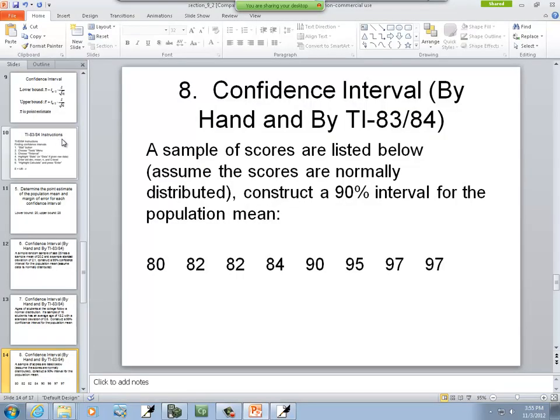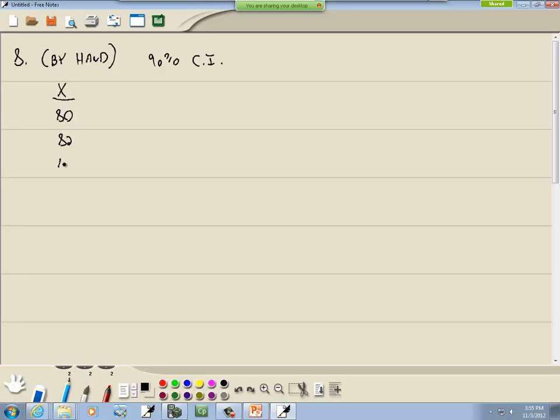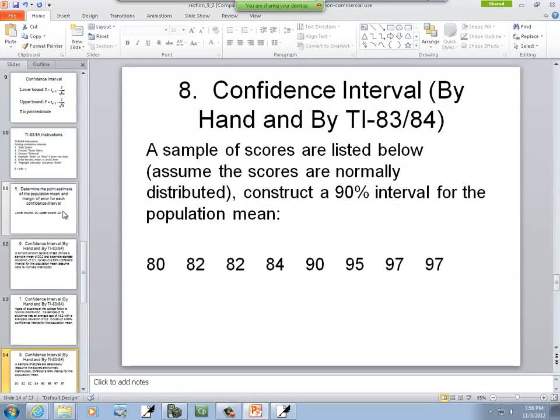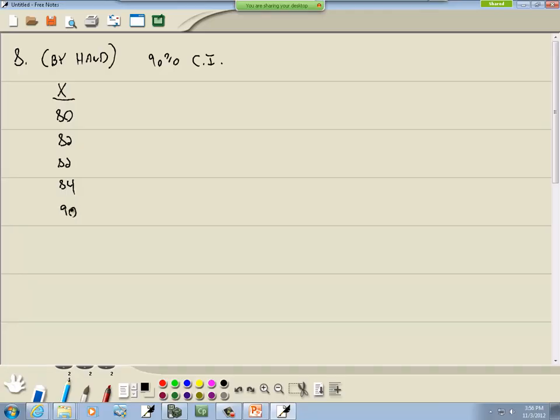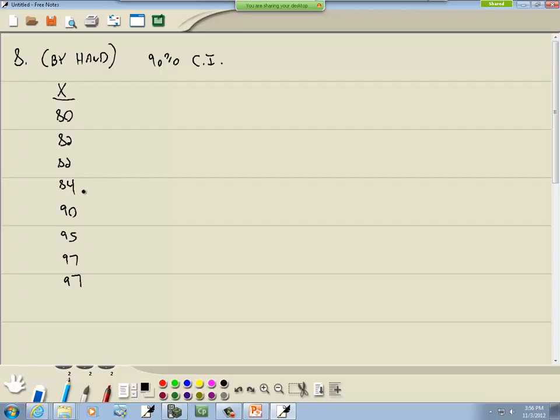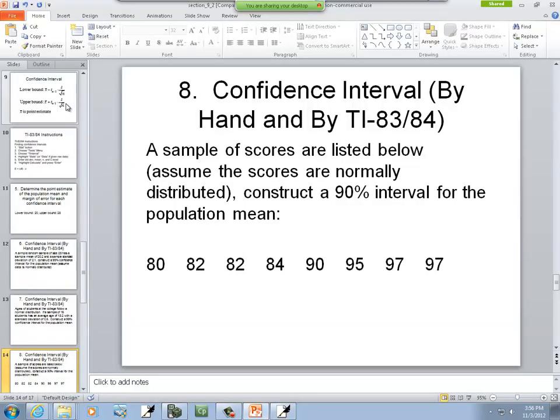So I got 80, 82, 82, 84, 90, 95, 97, and 97. Okay. Actually, I lie. I'm going to use my calculator. Where's it at? There it is. Okay, now that I got those written down, I'll go back to my formula.